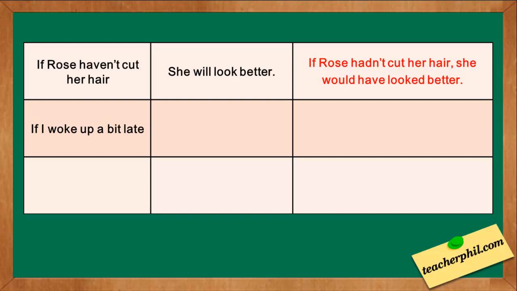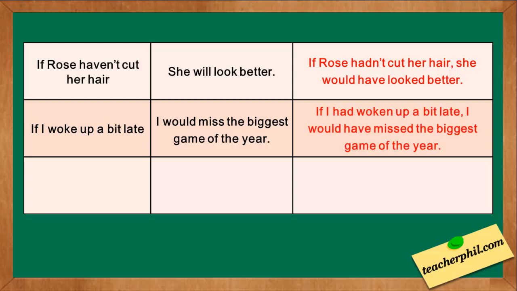The fourth one: if I woke up a bit late, I would miss the biggest game of the year. The answer is, if I had woken up a bit late, I would have missed the biggest game of the year. The if clause "if I woke up a bit late" is in the past simple. We need to change it into past perfect. If I had woken up a bit late. The given result clause doesn't follow the pattern would plus have plus missed.